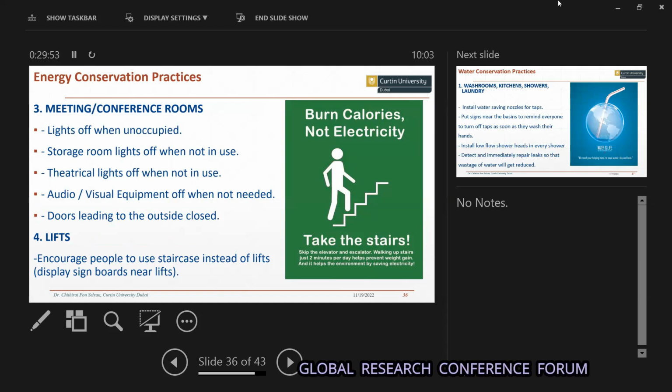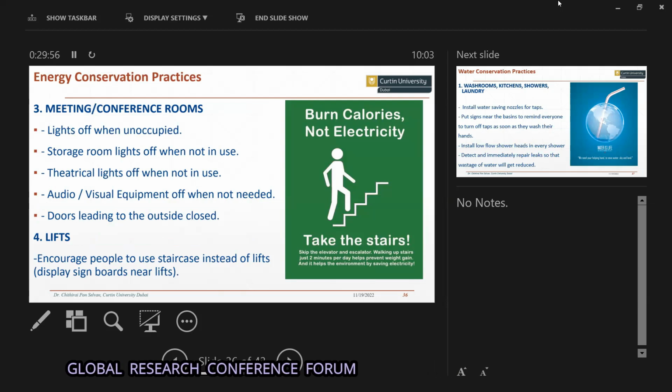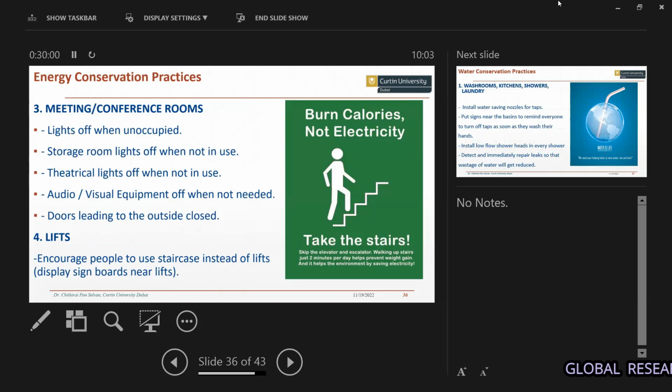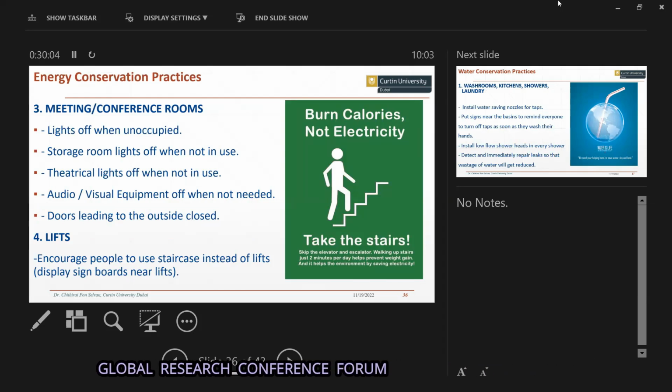For large events, think about transport. Nobody will travel in a single car; they share, for the people who come from the other side.